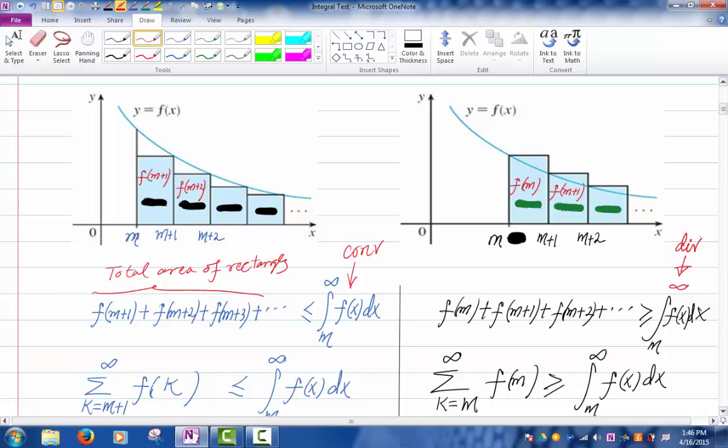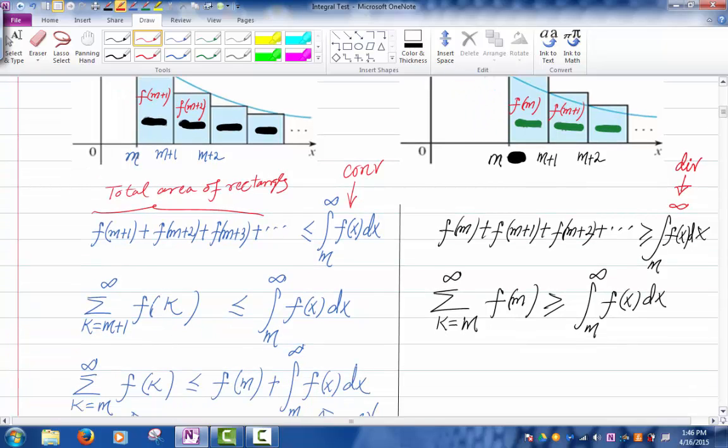And on each subinterval now, you're going to make a rectangle, but the height of the rectangle will be the same as the height of the graph at the left end point of the subinterval, right? So what's the area of the first rectangle? The area of the first rectangle would be f of m, same as the height. Area of the second rectangle would be f of m plus 1, and so on. So I am getting the sum f of m plus f of m plus 1 plus f of m plus 2 plus dot dot dot. And if I write it in summation notation, I get the summation k going from m to infinity of f of k. I had a typo again here. This should be f of k.